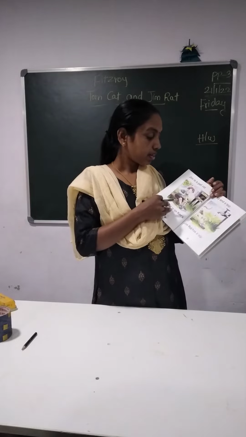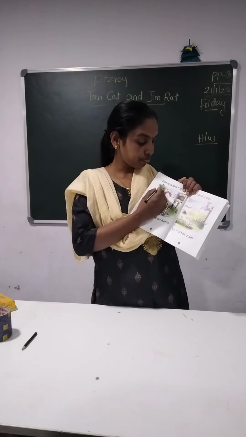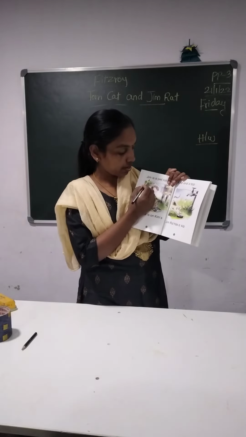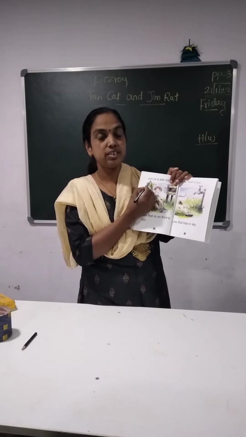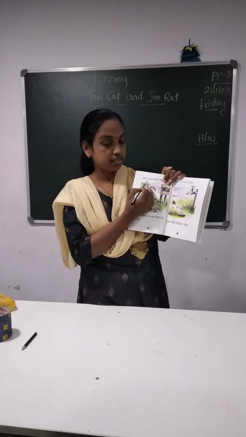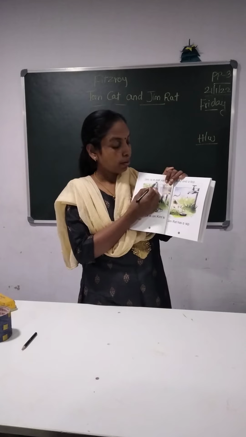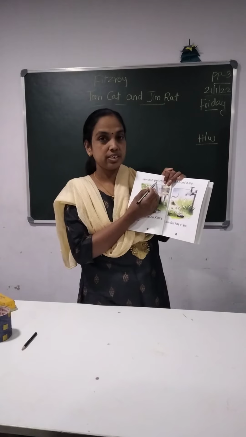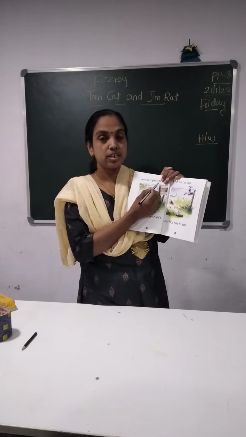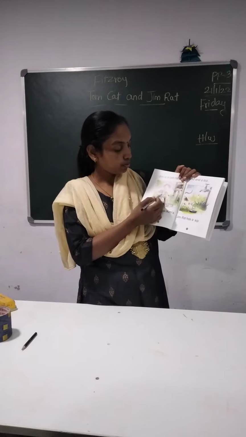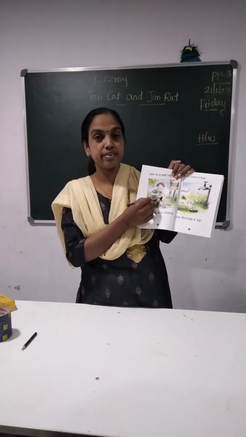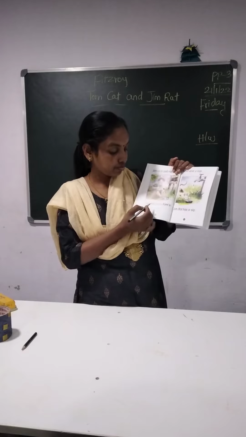Okay. Next is, Jim is a pet rat. So Jim, it is a pet rat. You can see, J-I-M. Jim is, I-S, is a pet. P-E-T. Pet rat. R-A-T. Rat. So Jim. Jim is the name of the rat. It is a pet rat.